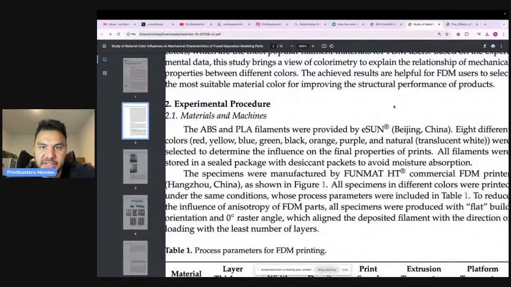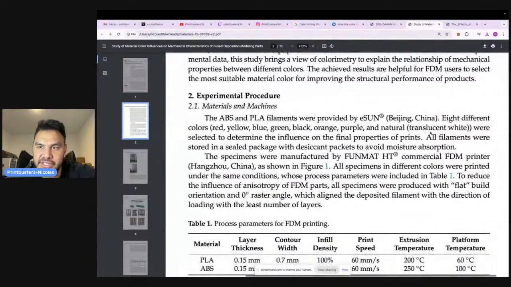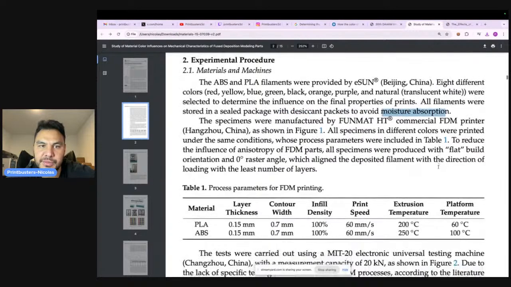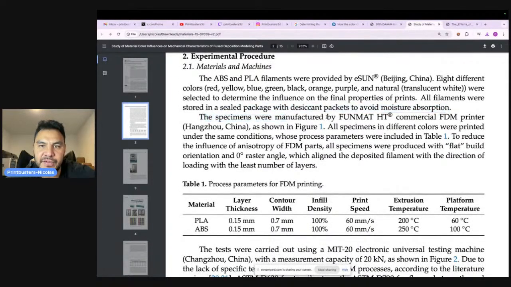The ABS and PLA filament were provided by Eason, Beijing, China. They are not in Beijing, they are in Shenzhen. Maybe at that time they were in Beijing. Eight different colors: red, yellow, blue, green, black, orange, purple, and natural were selected to determine the influence on the final property of the print. All filaments were stored in a sealed package with desiccant packet to avoid moisture absorption. The specimens were manufactured by Fumat HT.